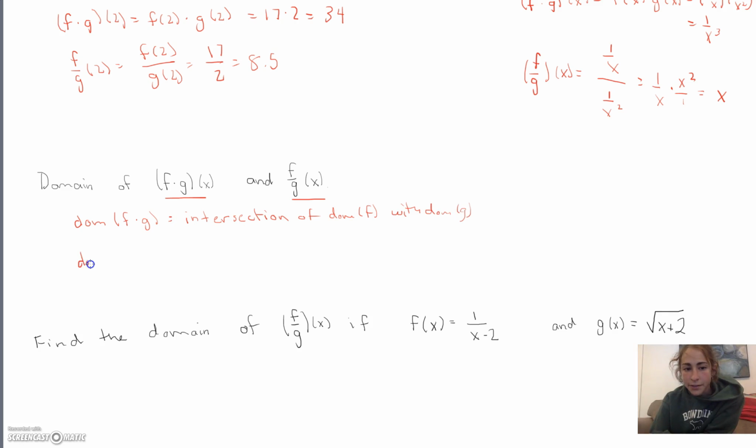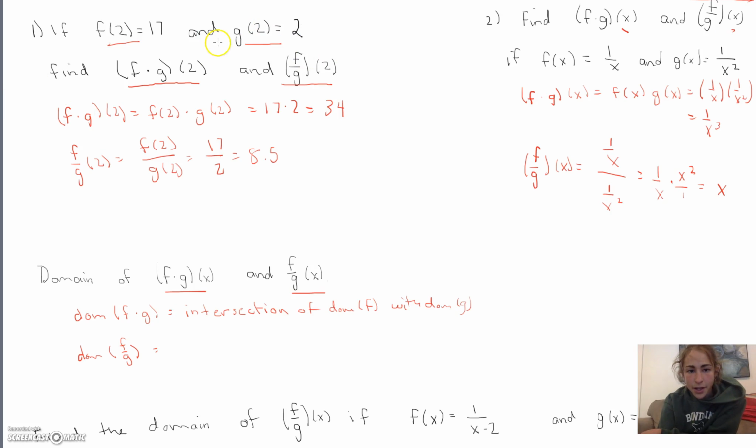For the quotient, however, we need to be a little bit more careful, because what if g of 2 equaled 0 in this example above? If g of 2 equaled 0, then I couldn't compute f over g of 2. So I need to make sure that the value I'm plugging in makes sense to plug into f, it makes sense to plug into g, but since g is now in the denominator, I can't plug in values that make g equal to 0. So that's the only additional thing to note.